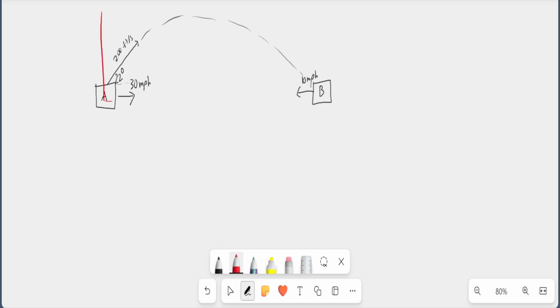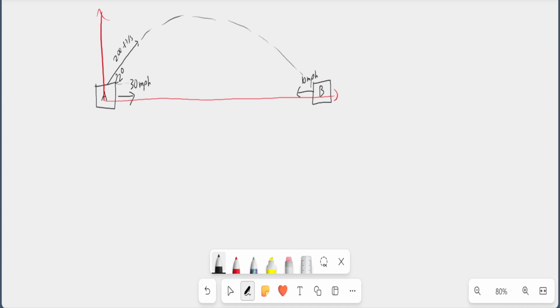So that's our origin, right? Yeah, so those are our axes. So what do we want to do now? These are in miles per hour, right? So we should probably convert these to feet per second.